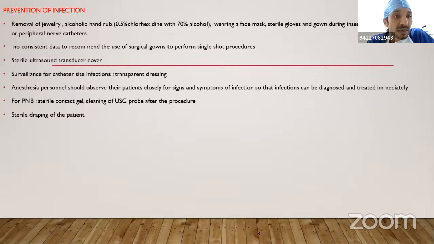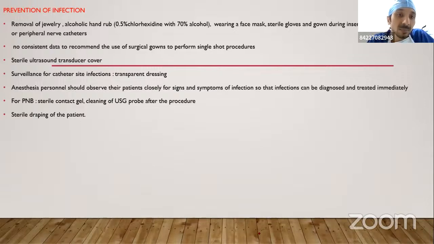The transducer should be covered with a sterile plastic dressing or a cloth. There should be a transparent dressing used for surveillance of catheter site infection. The anesthesia personnel should observe their patients closely for signs and symptoms of infection so that infections can be diagnosed and treated immediately. A sterile jelly should be used.